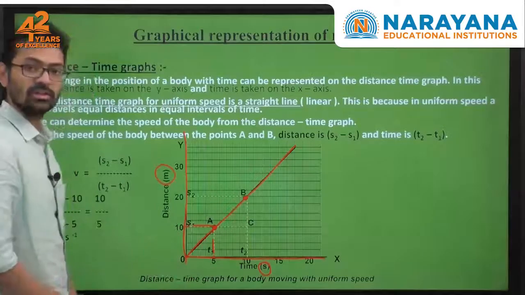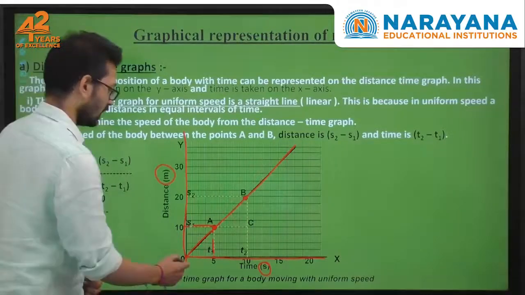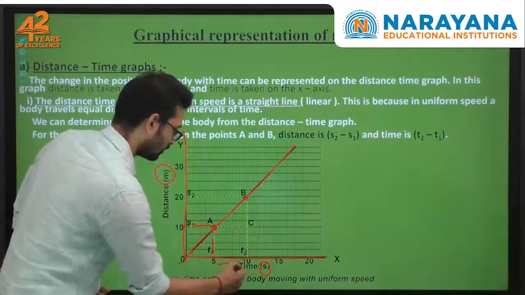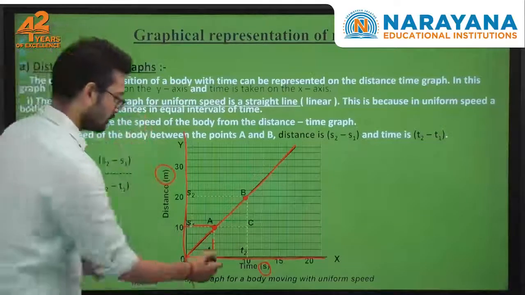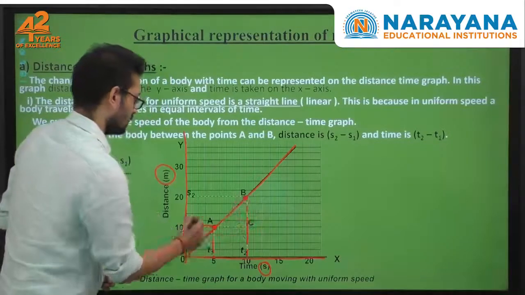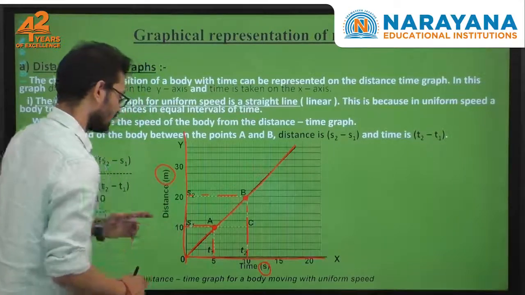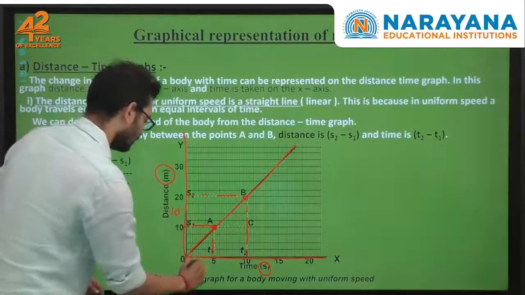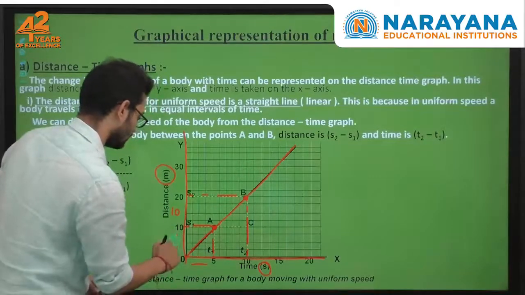For the first 5 seconds you have covered a distance of 10 meters, and again from 5 to 10, that is 10 minus 5, you get 5, and the distance is 20 minus 10, which is again 10. So for 5 seconds you have traveled 10 meters.